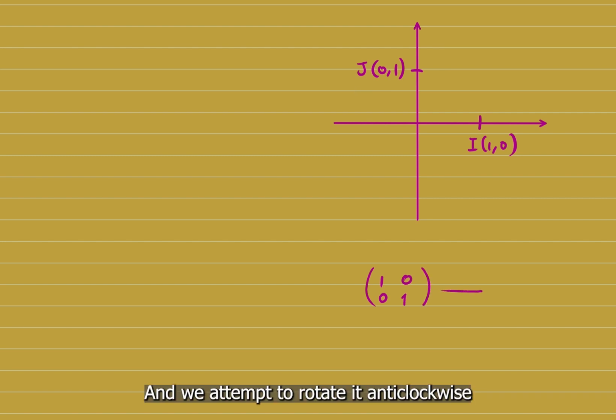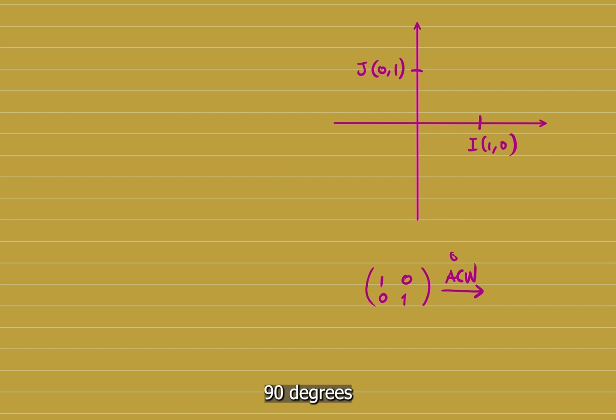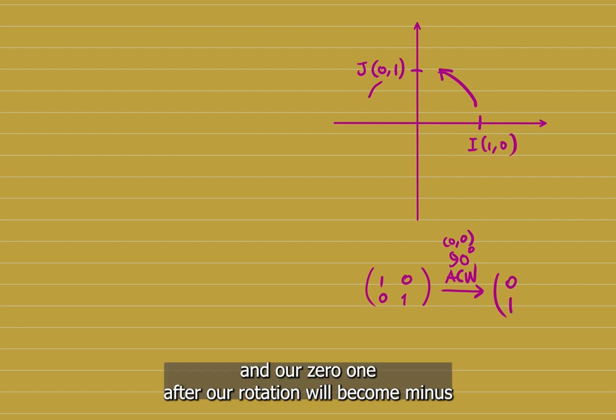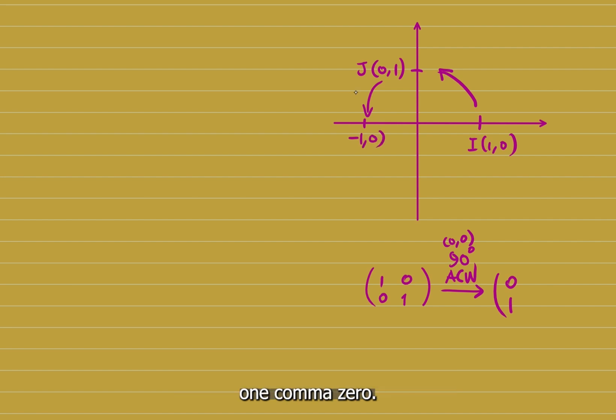And we attempt to rotate it anti-clockwise 90 degrees about 0, 0. And then we see what that will become. Anti-clockwise is this way, which means our 1, 0 will become 0, 1. And our 0, 1 after rotation will become minus 1, 0.